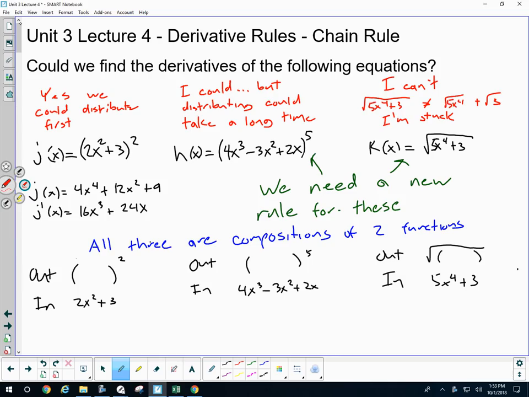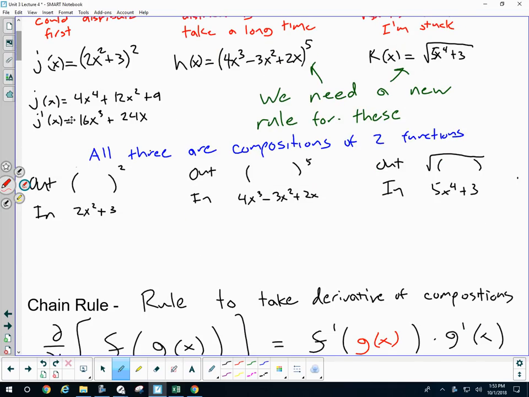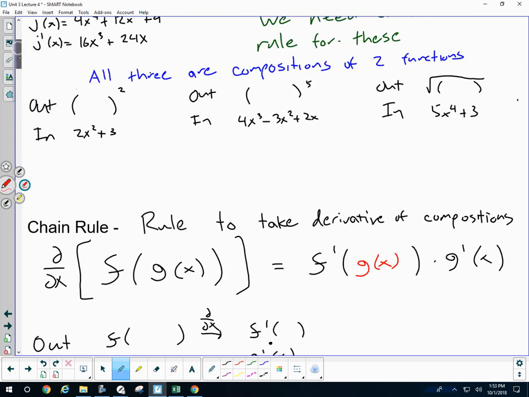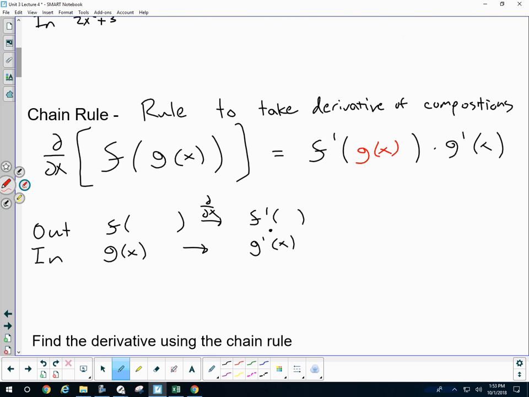And the commonality between all three is that they're compositions of two functions. There's an inside and an outside. The chain rule is the rule to take the derivatives of these compositions. This is what we do with the chain rule. We understand that there is an outside and an inside. That's my outside. This is my inside.